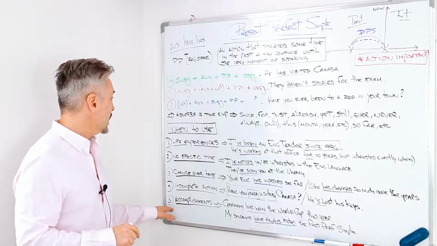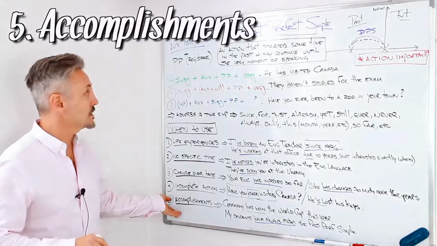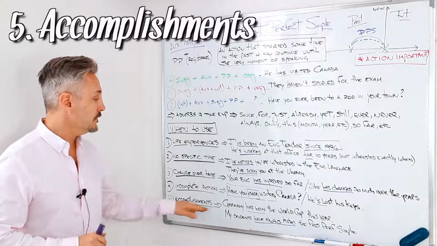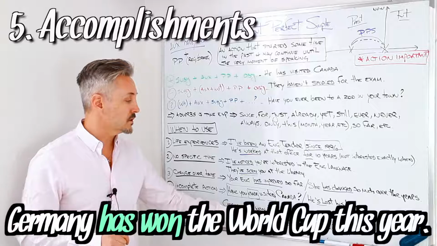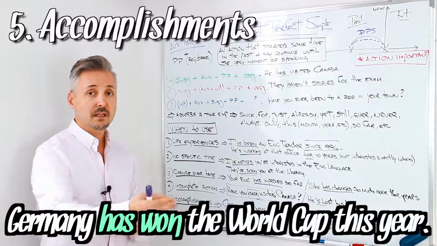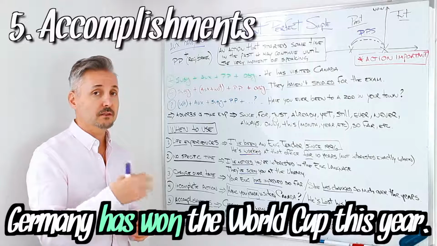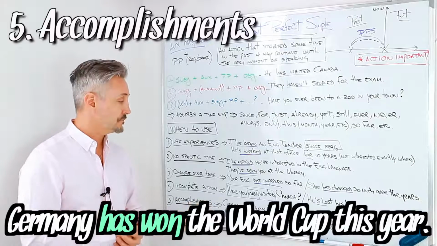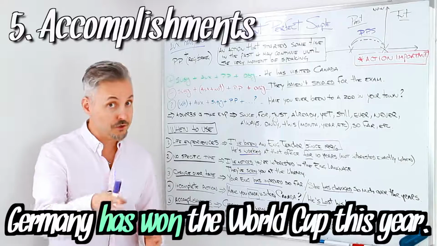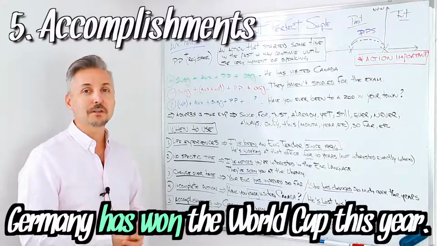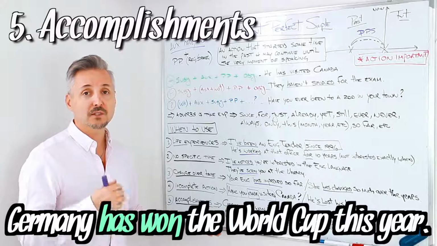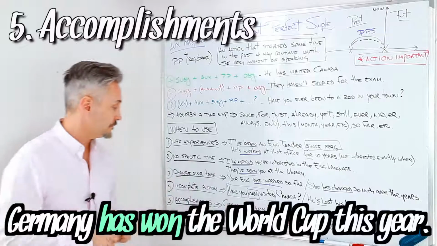The last way to use it is for accomplishments. For example, Germany has won the World Cup this year. This year means that it's still going on, right? We are in 2017, for example, and Germany has won the World Cup this year. It's not true, but we just pretend that Germany has won the World Cup this year.